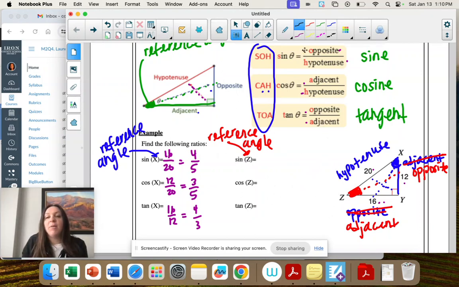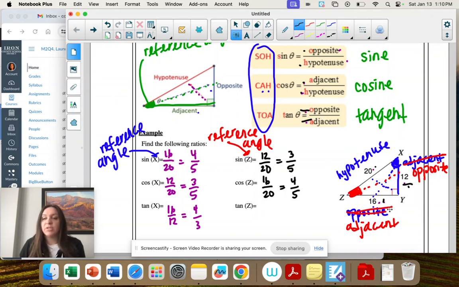So sine, opposite over hypotenuse, is now 12 over 20. Those both divide by 4 to be 3/5. Cosine is adjacent over hypotenuse, which is 16 over 20. That reduces to 4/5. And then tangent is opposite over adjacent, which is 12 over 16. And that reduces to 3/4.